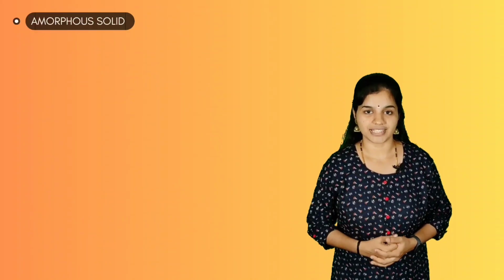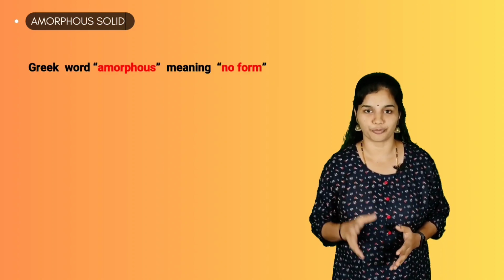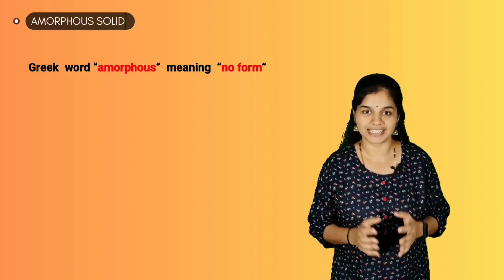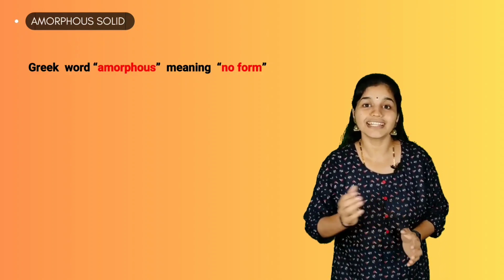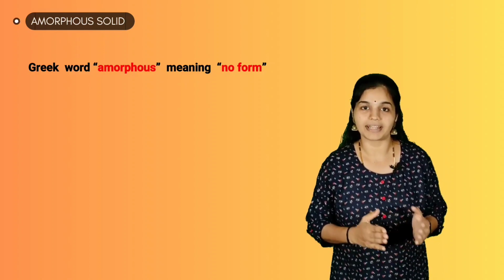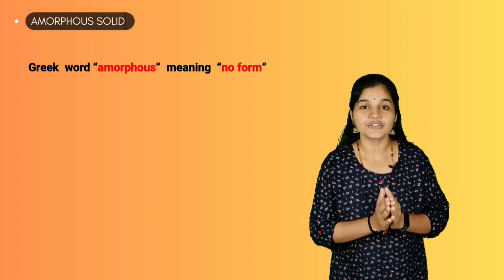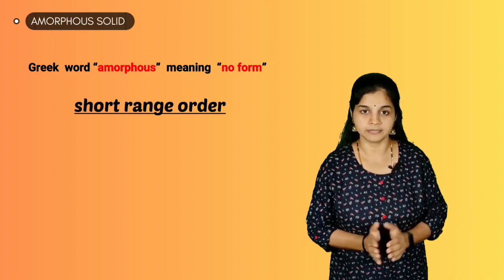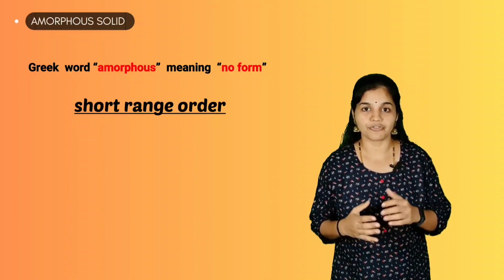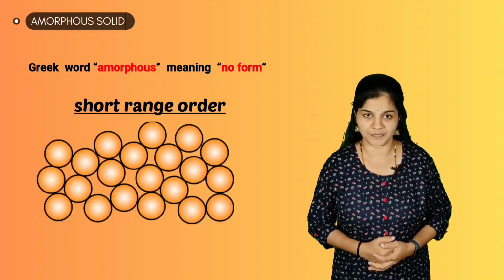The word amorphous is derived from a Greek word which means no form. So from this name, we can tell that amorphous solids consist of particles of irregular shape in their arrangement. The constituent particles can be atoms, molecules or ions. They have only short range order. In such an arrangement, a regular periodic arrangement of atoms is observed only over short distances.